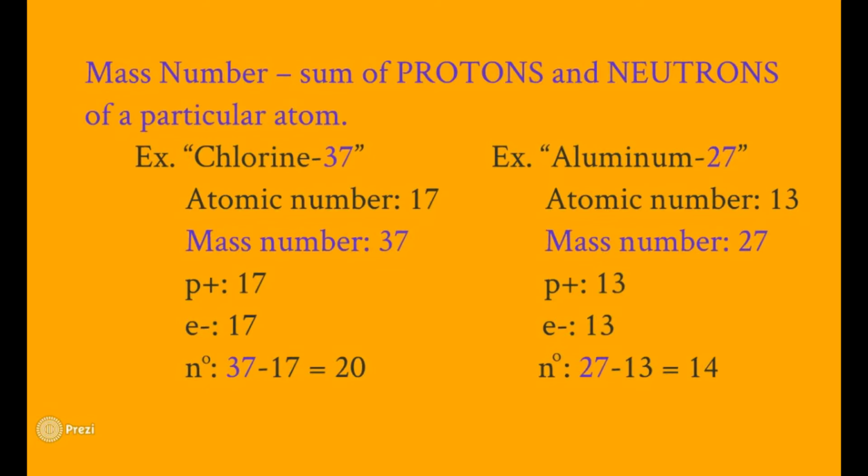Also, aluminum-27. Its atomic number is 13. The mass number is 27. You subtract the 13, and you get 14. So those are isotopes of chlorine-37?